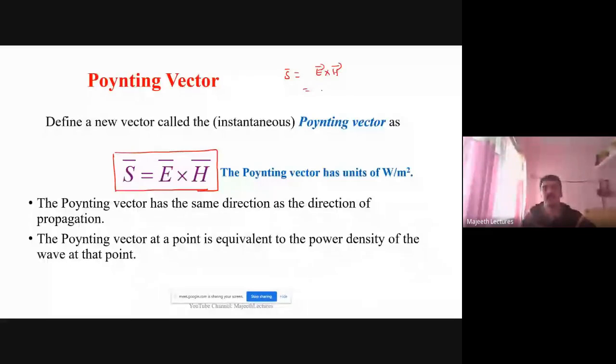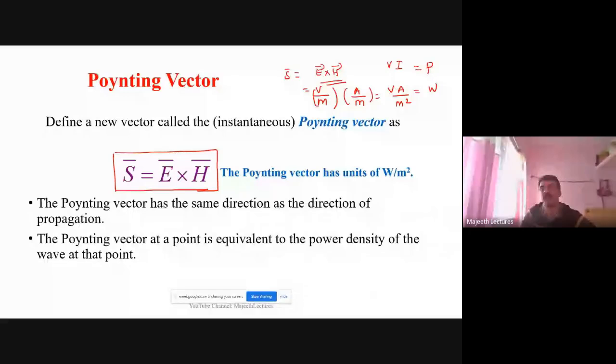The unit of electric field is volt per meter. The unit of magnetic field is ampere per meter. So if you multiply, because of this cross multiplication, you get VA by meter square. V is volt, A is ampere. So when you multiply voltage and current, what you get is watt. Here we get power. So the unit of voltage times the unit of current will give the unit of power, divided by meter square. So the unit of Poynting vector is watt per meter square. This question they have asked already. So you must remember.